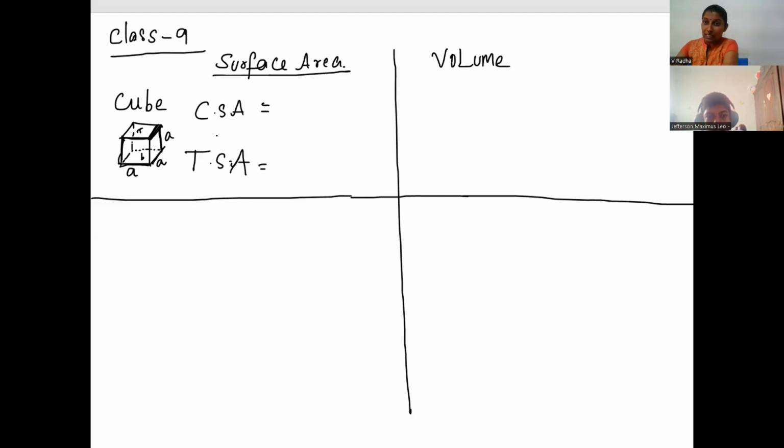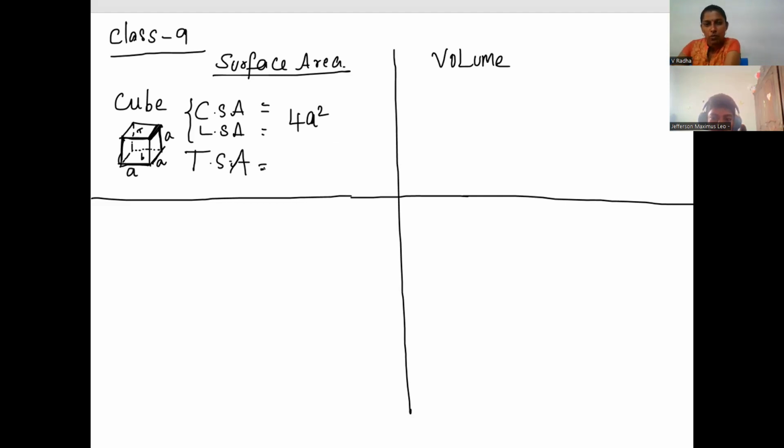TSA is the surface area including the top and bottom, all the 6 faces. Yes, correct. So CSA means only 4 faces. One more word for CSA is lateral surface area. So both represent the same thing. So the formula is 4a square. Each face looks like a square, and one square's area is a square. Here we have 4 sides, therefore 4a square.